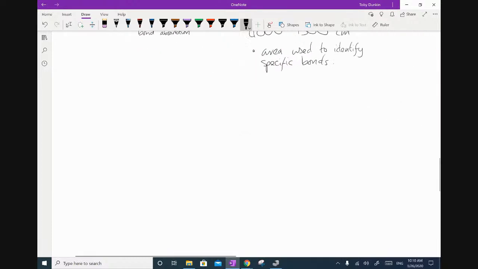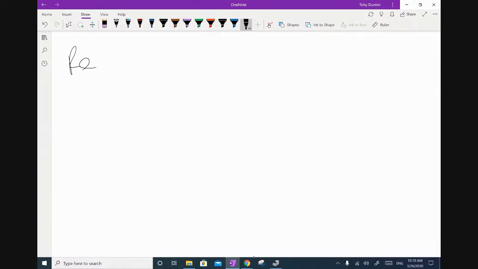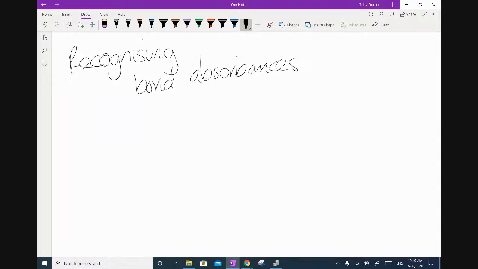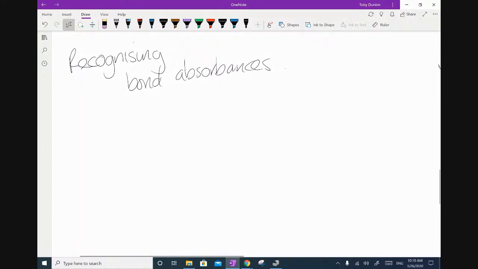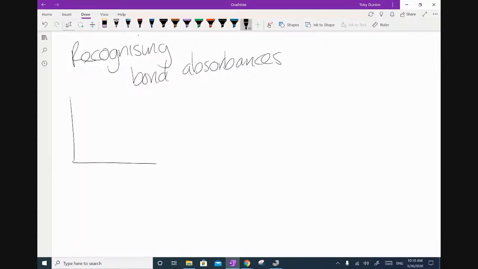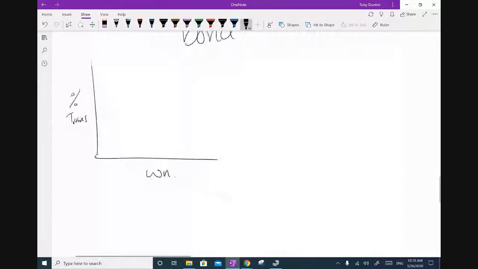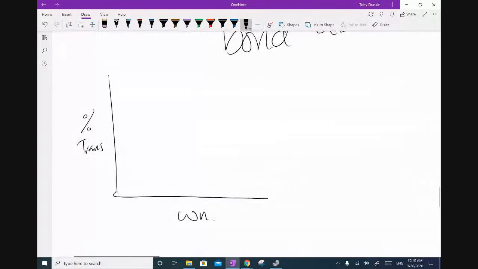That's the important bit. Can you put a little subtitle of recognizing, what time is it? Oh, recognizing bond absorbances. Absorbances. There we go. Recognizing bond absorbances.